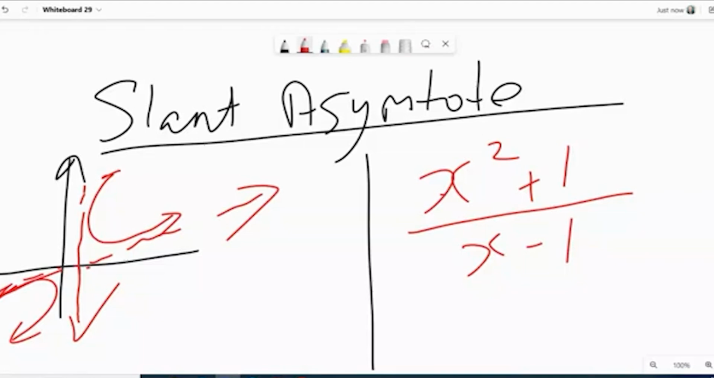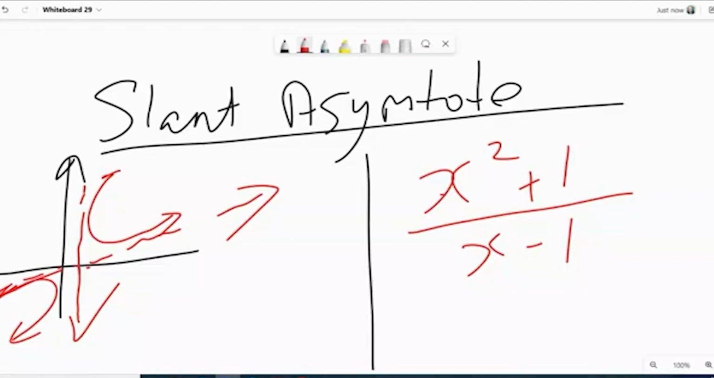Even just knowing that is enough for some professors. They just know that that is important. Oh, okay, the function has a slant asymptote. Because why? Because the degree of numerator is greater than degree of denominator by 1.